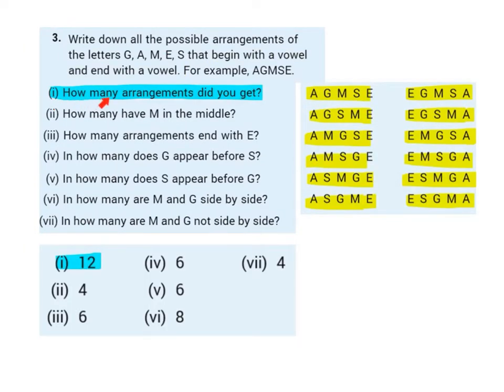So question 1, how many arrangements did you get? Well, we got 1, 2, 3, 4, 5, 6, 7, 8, 9, 10, 11, 12. So we got 12 arrangements in total.